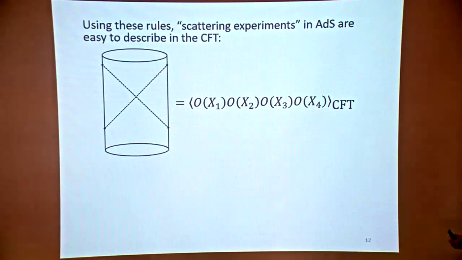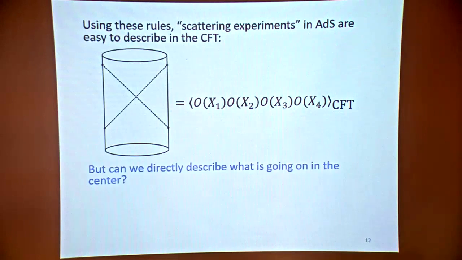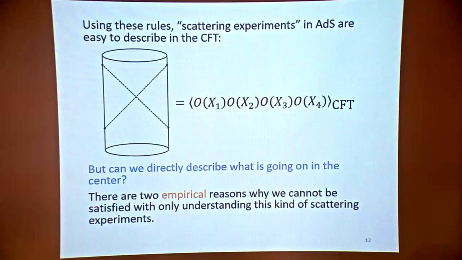For example, we can do 2-to-2 scattering, and this corresponds to a 4-point function in the CFT, which we can easily compute, at least in principle, from the CFT that has nothing to do with gravitational physics. But the question is, can we somehow do better? Can we directly describe what's going on, for example, in the center, not having to rely on these sort of scattering experiments? The reason that this is important is, well, there are two empirical reasons that I'll describe for why we cannot be totally satisfied with the kind of scattering experiments that we do in this calculation.